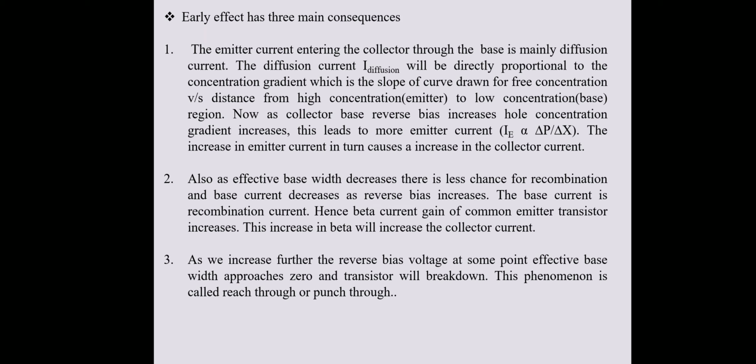And the second thing is that the effective base width reduces. There is less chance for recombination, and base current decreases as reverse bias increases. So the base width is reducing, that means the recombination rate will reduce, and the recombination current will reduce. The base current is the recombination current, hence the current gain beta of the common emitter transistor increases. So as the base width decreases, the recombination current decreases, IB will reduce, and the relation IC by IB is beta. So beta increases, and this also causes an increase in collector current.